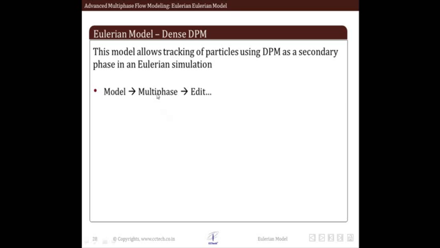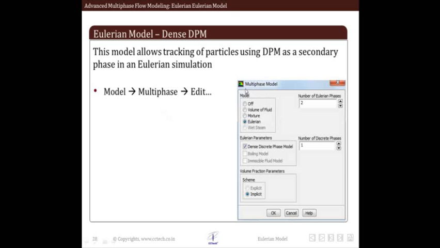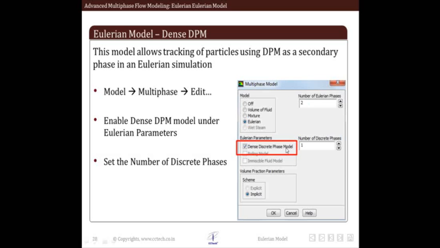We go to Model, Multi-Phase and Edit. The multi-phase model panel pops up. Then we enable the dense DPM model under the Eulerian parameters. That is here, we click on this, so the dense discrete phase model gets activated. First we set the number of Eulerian phases. We set the number of discrete phases and the Eulerian phases. That is, we input here, and the number of discrete phases we enter here.